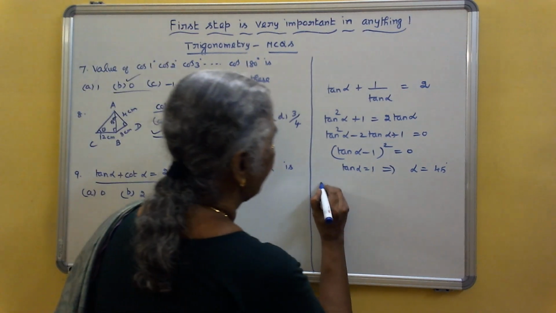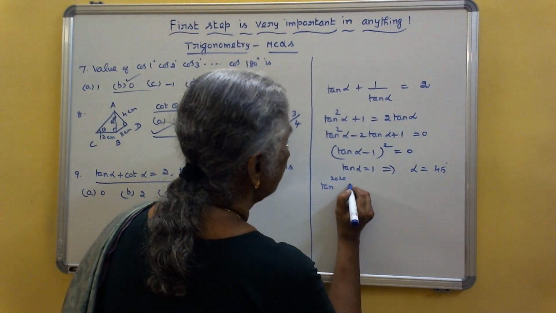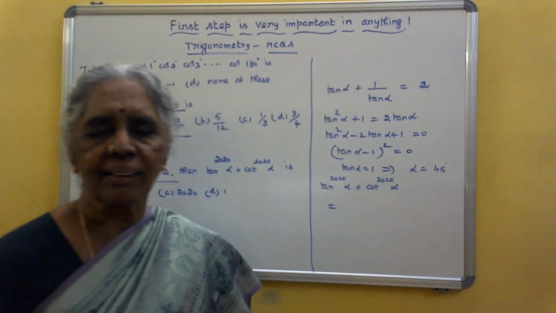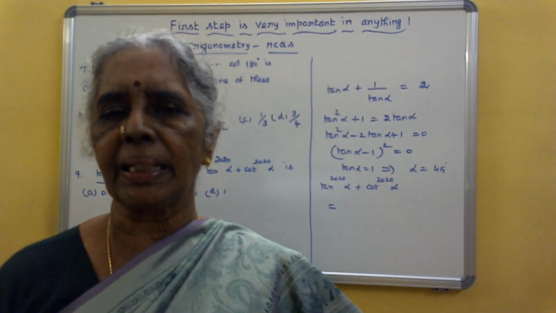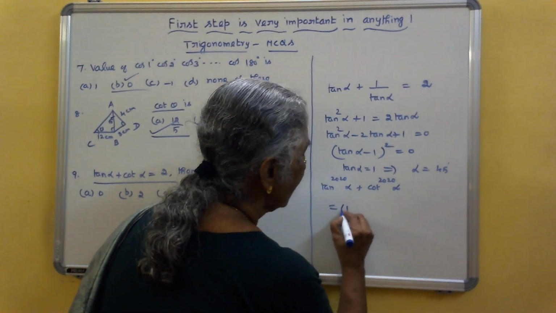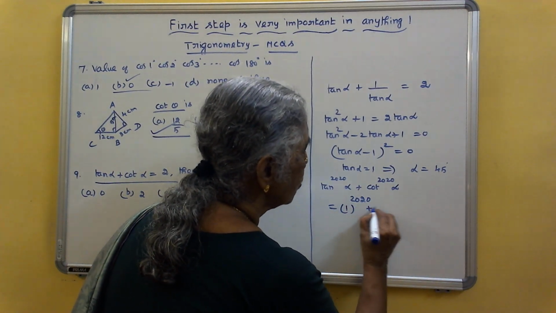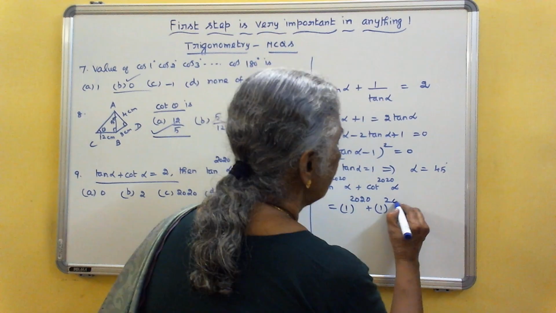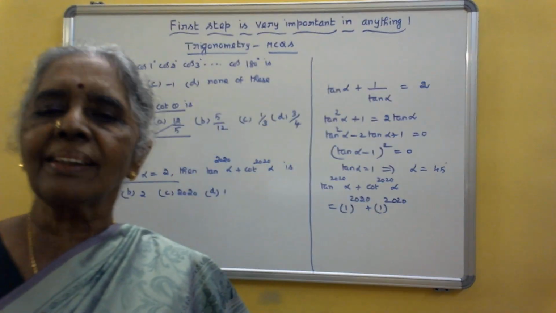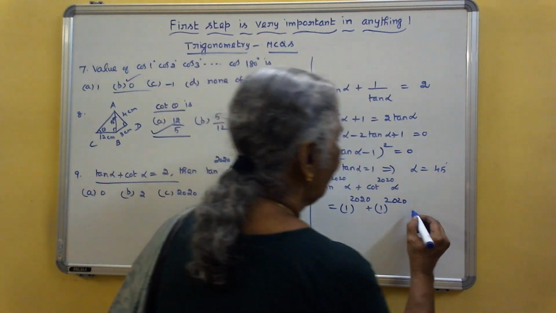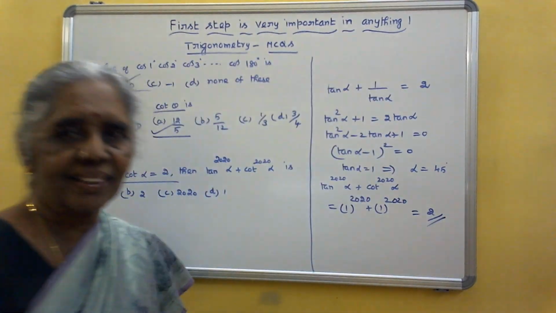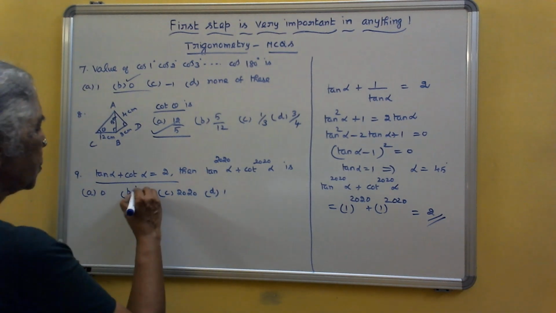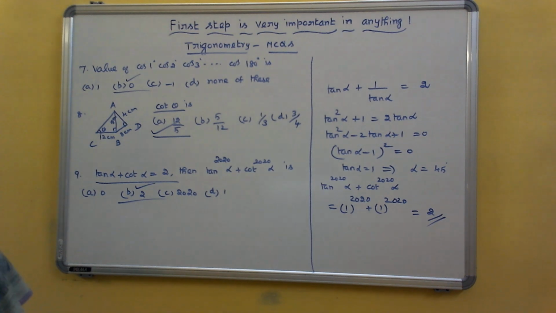Now what we want to find is tan power 2020 alpha plus cot power 2020 alpha. What does it mean? Tan alpha the whole power 2020. Okay. So tan alpha is tan 45, which is 1. So 1 power 2020 plus cot alpha, cot 45 is also 1, power 2020. You know 1 power anything is 1. So you will get 1 plus 1, it is 2. That is the answer. First it looked a bit tough, but now I think it's very easy, right? So the answer is 2. So the option B. So are you clear with these three sums?